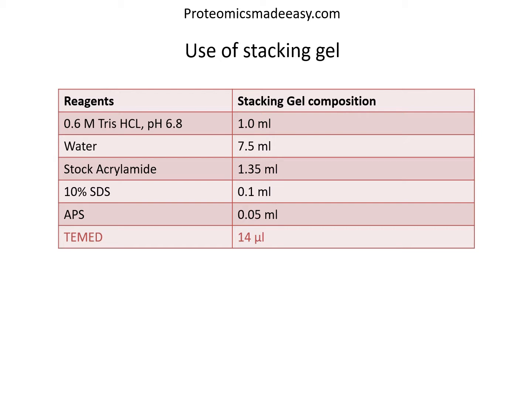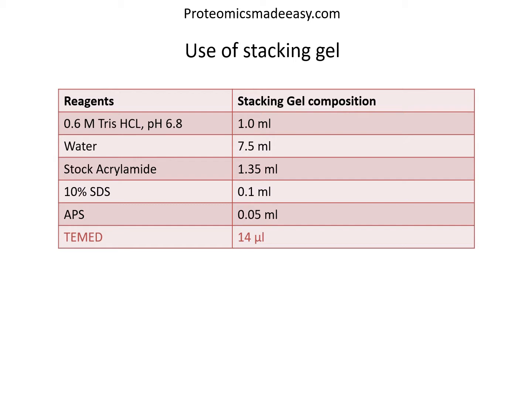The stacking gel has a very large pore size, usually 4% acrylamide, which allows the proteins to move freely and concentrate or stack under the effect of the electric field. Sample concentration is produced by isotachophoresis of the sample in the stacking gel. I will explain isotachophoresis later in this video.